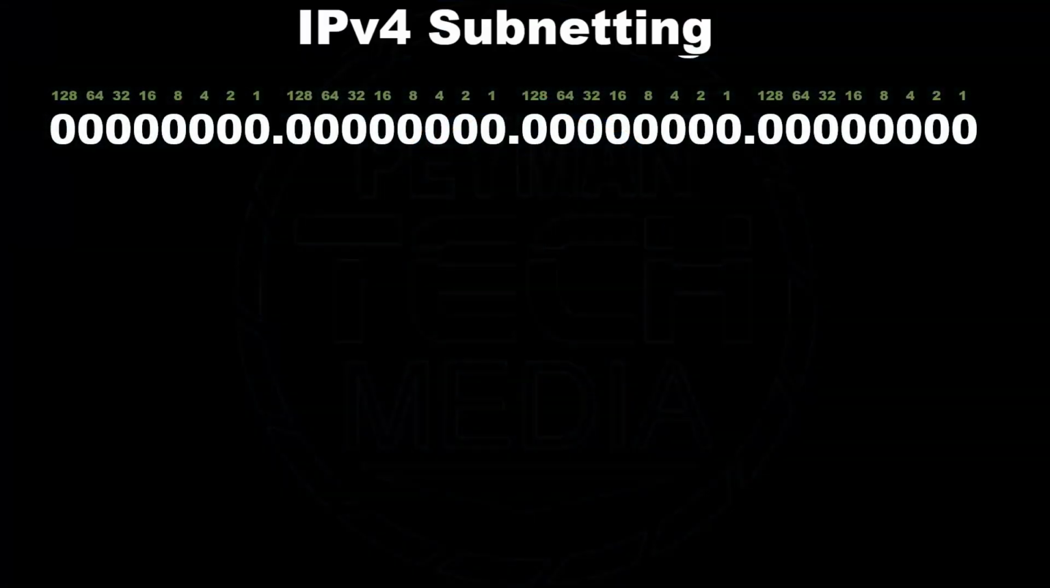So in previous videos, we talked about IP address, IPv4, we talked about different classes and their default subnet mask. Now let's talk about classless subnet mask. So what is this classless subnet mask? Or what is this IPv4 subnetting? What is the purpose of subnetting?